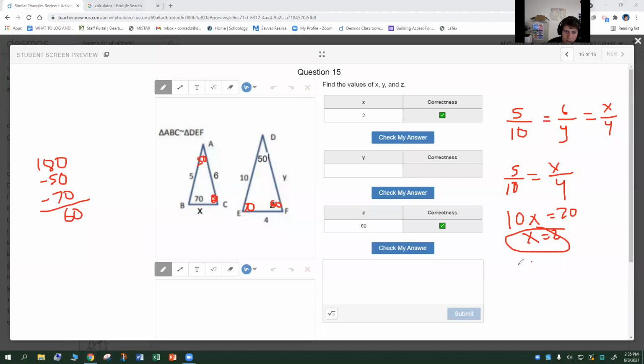Okay, and then we'll do 5 over 10 equals 6 over Y. Cross multiply, we're going to get 5Y equals 60. You divide by 5 on both sides, and you get Y equals 12. Okay, and that's it for the similar figures review.